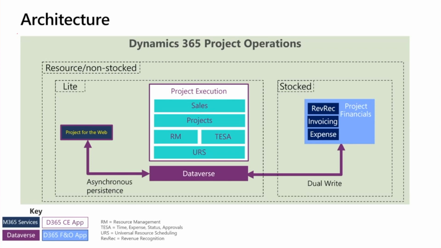All changes to scheduling entities cannot be made directly on the Dataverse, but have to be done via Project for the Web. In the stock or production-based deployment type, you are using only the Finance and Operations application. So we will be doing revenue recognition, invoice, expense, and so on in Finance and Operations, as well as the project and the work breakdown structure on those projects. Everything will be done in Finance and Operations.